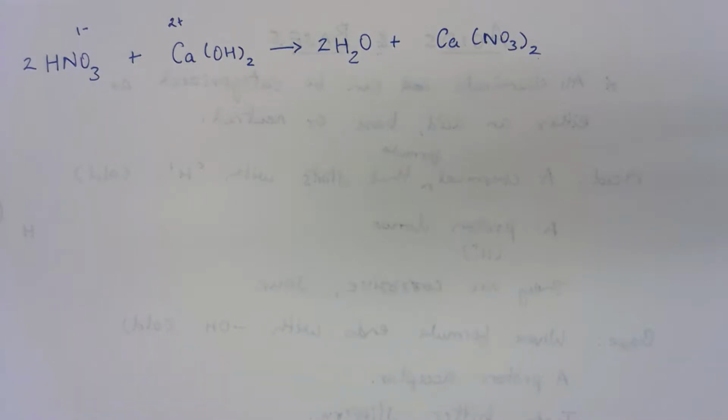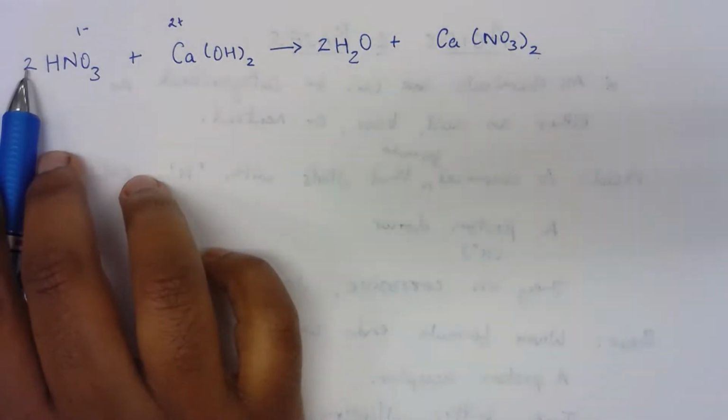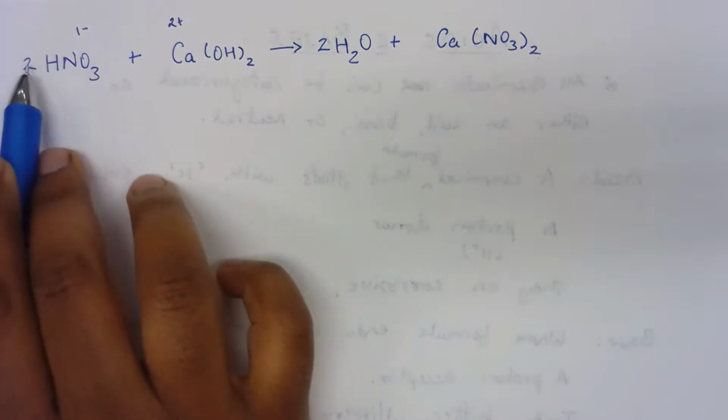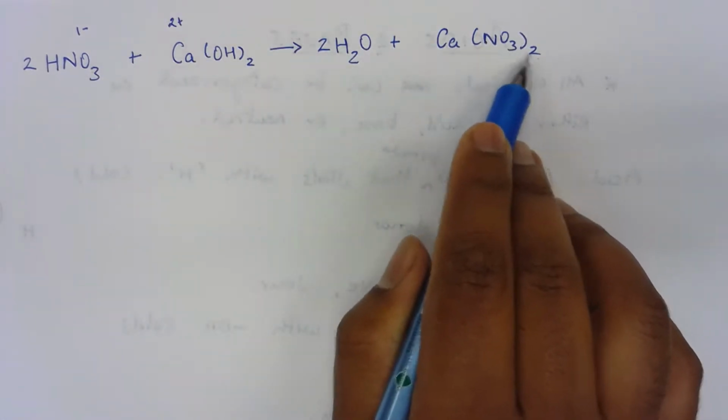Are you questioning me? So look, you have a 2 in front here, right? So this 2 multiplies the whole formula. So in reality, you have 6 oxygens over here. But over here, you also have 6 oxygens.